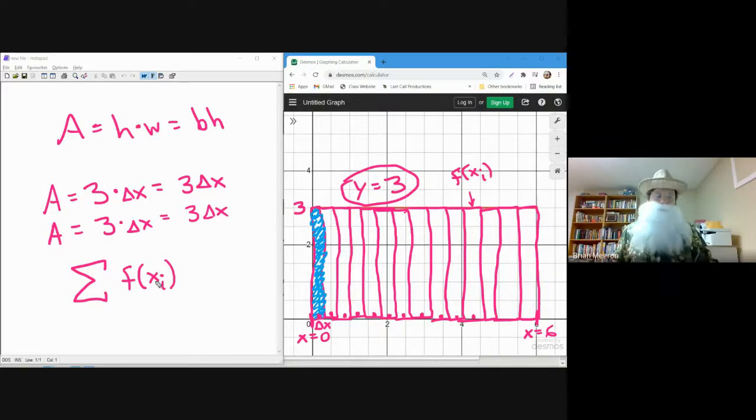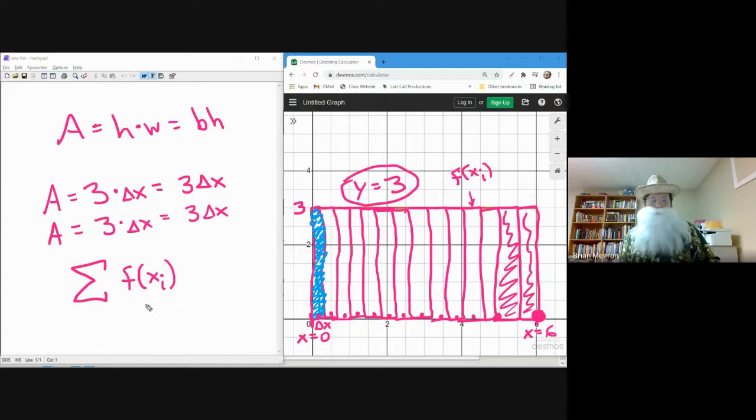Now, x sub i could be the left side of the rectangle, in which case it would look like this for this rectangle right here. It's on the left side. x sub i could represent the right side of the rectangle, which it would be right here for this rectangle now. But you're going to see in a moment that it doesn't really matter whether I use the left or the right. The result will be the same.